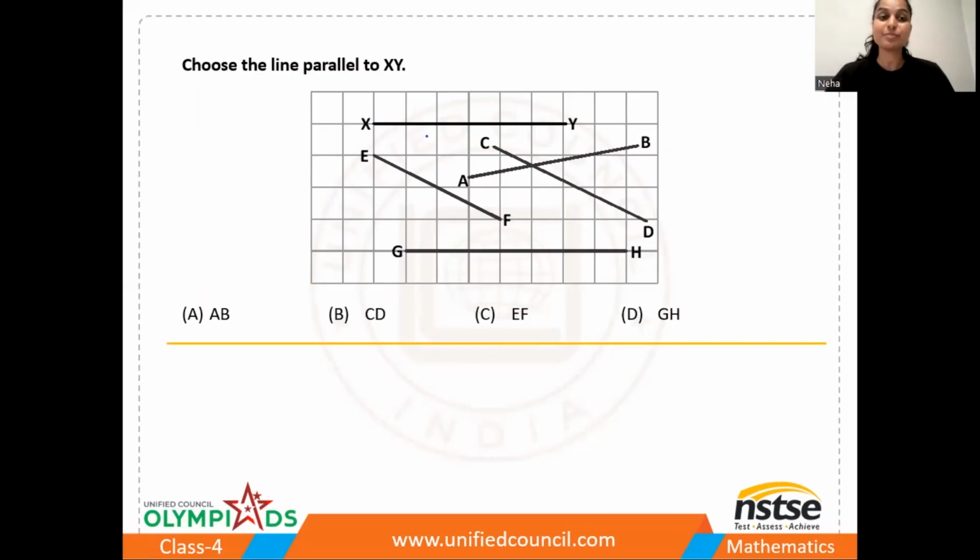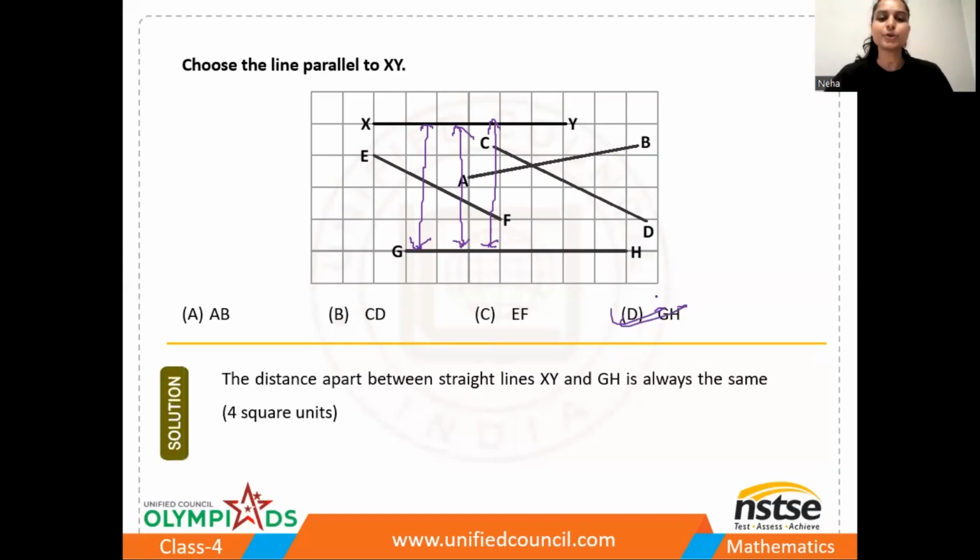Okay, so which one is parallel, right? Parallel line means what? Parallel line means what? It is that the distance between each point is always fixed, right? So xy, you can see, is parallel to gh. So yeah, option D, gh, is your right answer.